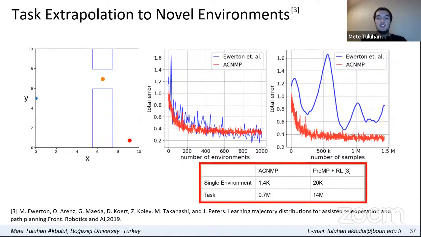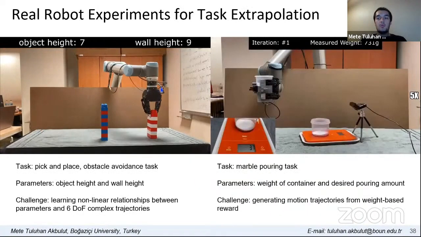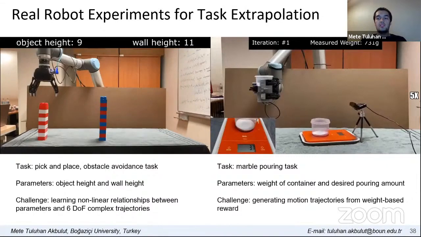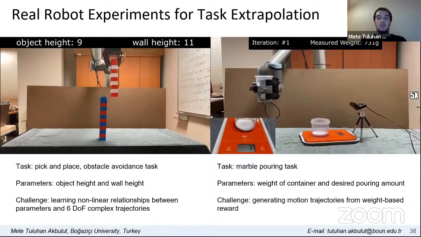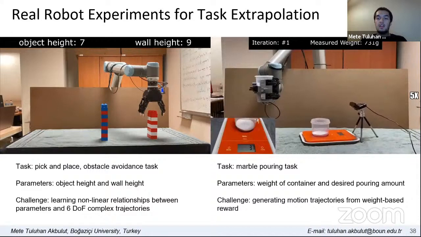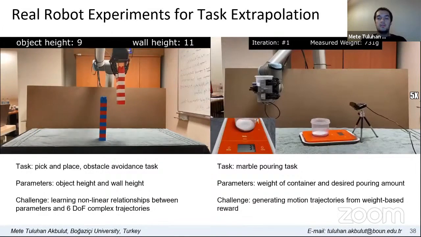This table illustrates that SCNMP is an order of magnitude more sample efficient than the baseline for a single environment and for the whole task. We implemented 2 experiments to test our model's performance with real robots. The first task is an obstacle avoidance task, where task parameters are object height and wall height. Here the challenge is learning the nonlinear relationship between parameters and 6-degree of freedom complex trajectories to adapt to novel heights.